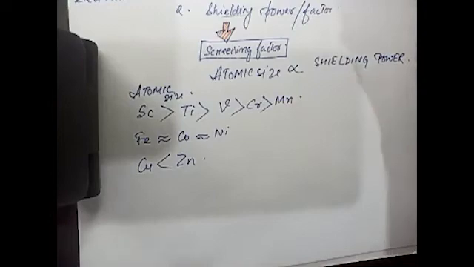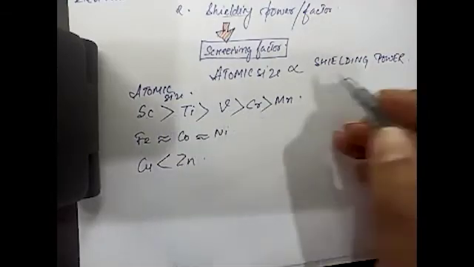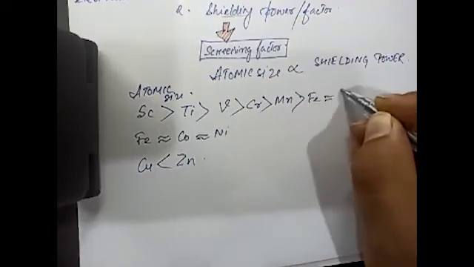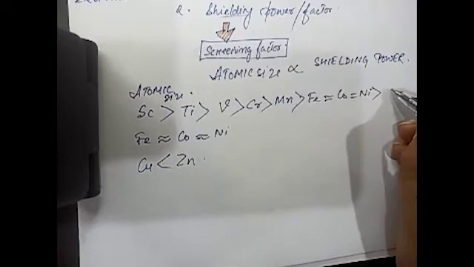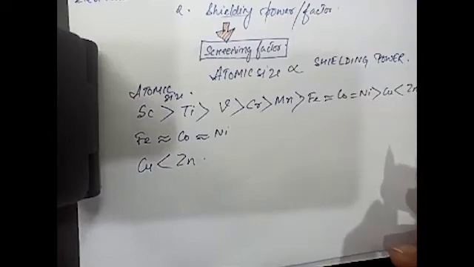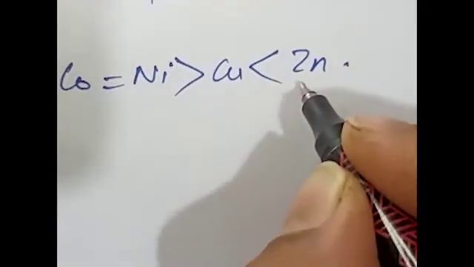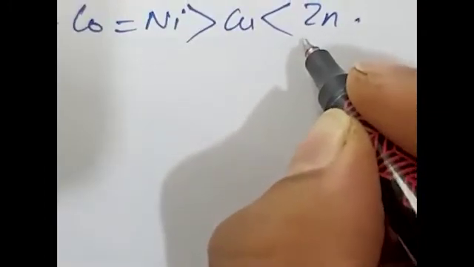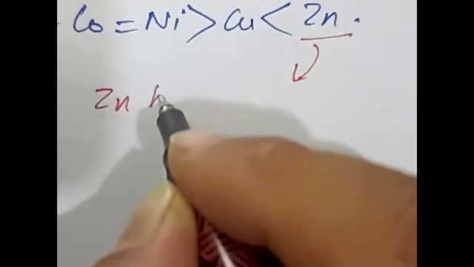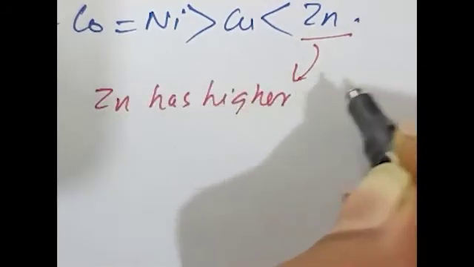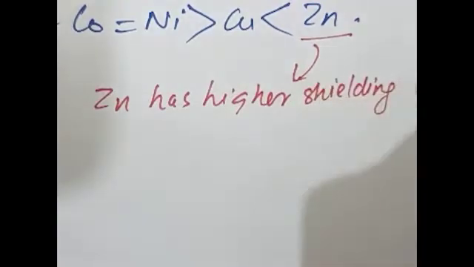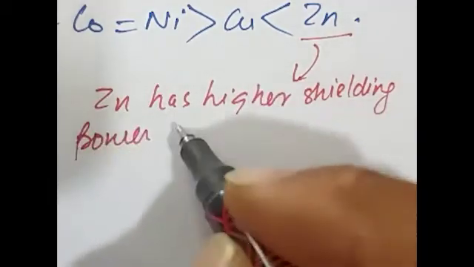Normally, we have studied that from left to right, atomic size decreases in a periodic table. But left to right, you can see that, I can write like this also. So from copper to zinc, what happens? The size actually increases. Why does it increase? Because the shielding power actually increases. So zinc has a higher shielding power than copper. What is the reason behind that? Zinc has higher shielding power compared to copper.